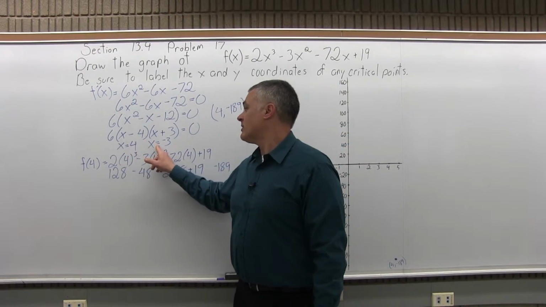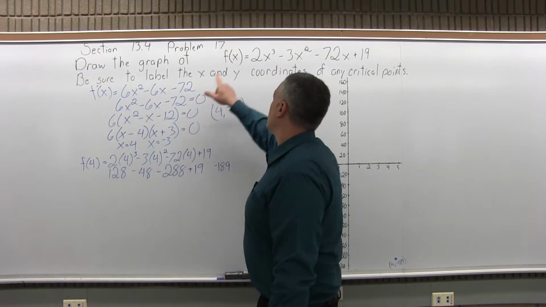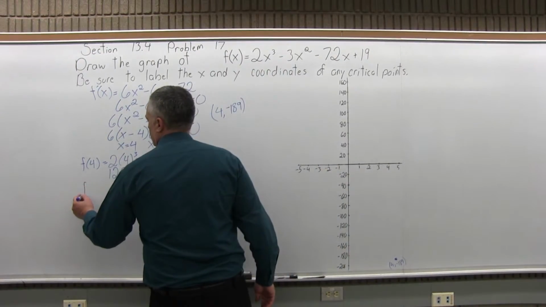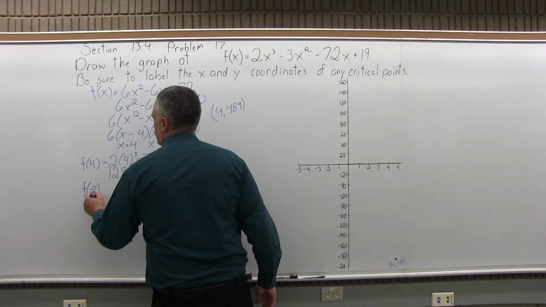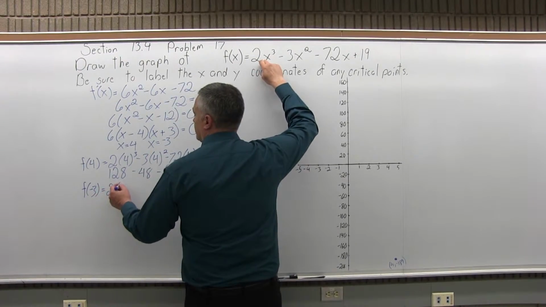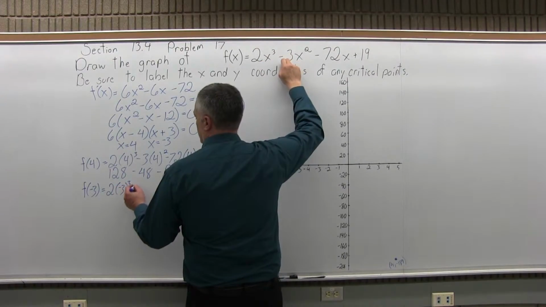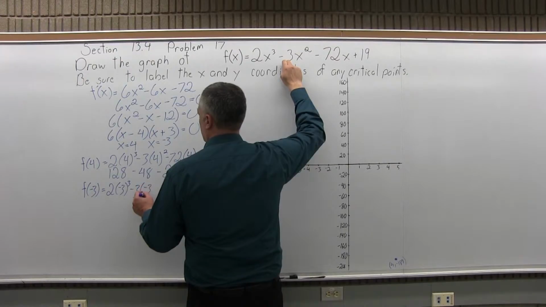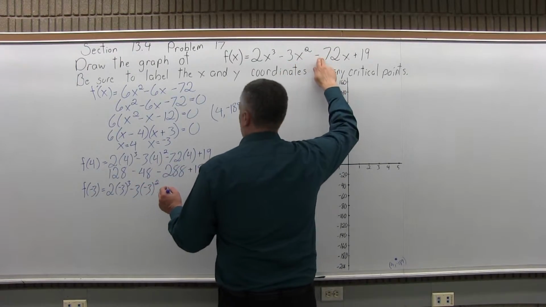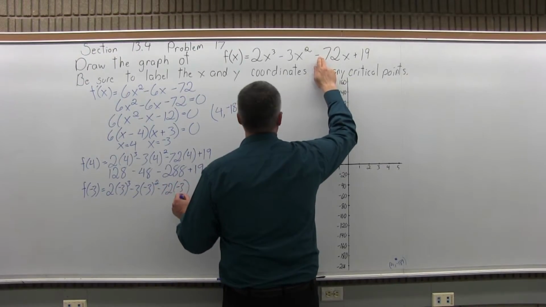So I have to find the y-coordinate when the x is negative 3. So take my negative 3 for x again, go back to f of x and plug it in. F of negative 3 equals 2 times x cubed is 2 times negative 3 cubed. Minus 3x squared is minus 3 times negative 3 squared. Minus 72 times x, so minus 72 times negative 3 plus 19.